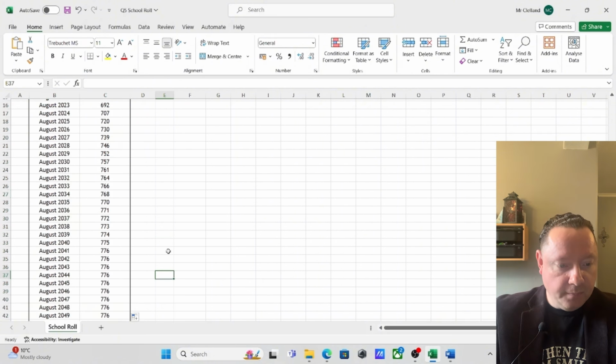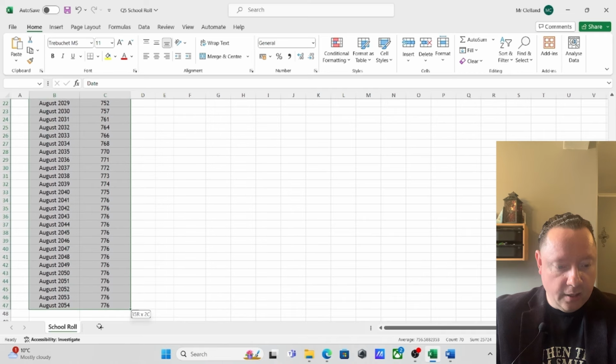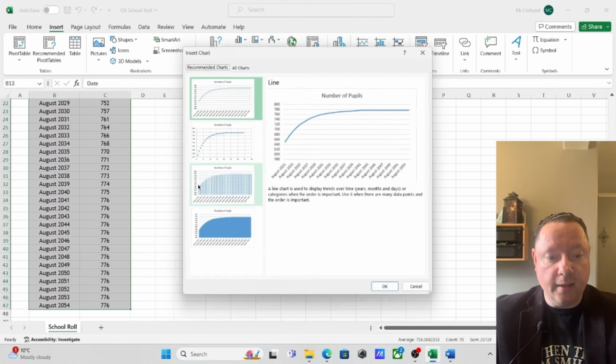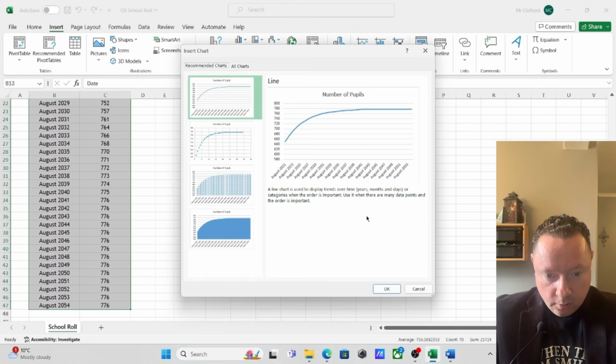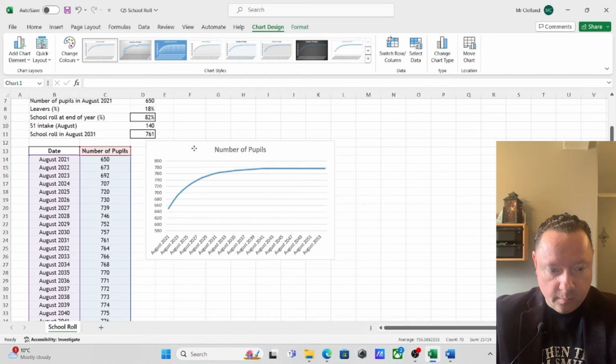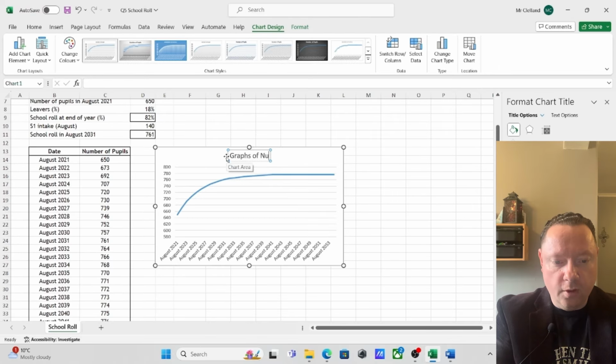So we get that. And then we have to make a graph. So let's highlight all the data and not give ourselves a headache. Insert, recommended charts. Top one looks good. So I'll just press OK. And I'll move that up so that it's in an appropriate place. And let's just make sure the axes are labelled. So graph of number of, well, let's just call it school roll against year. That seems good.